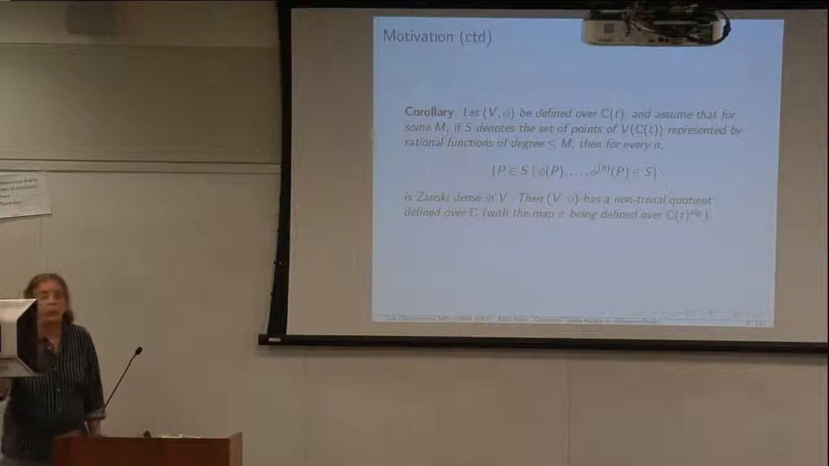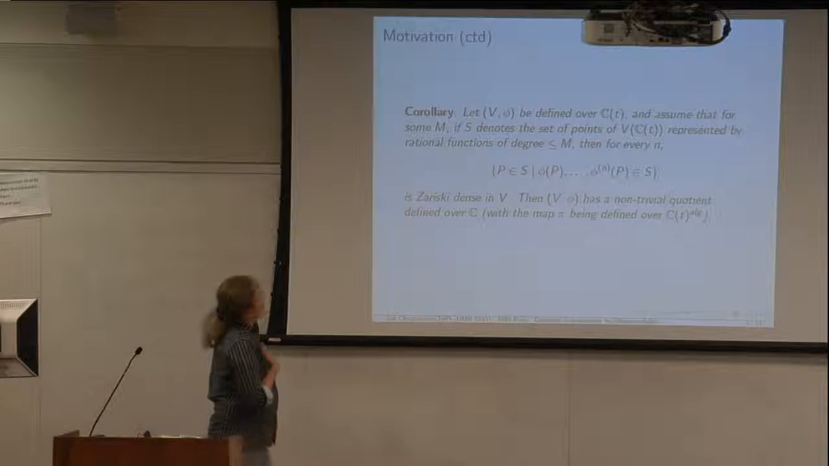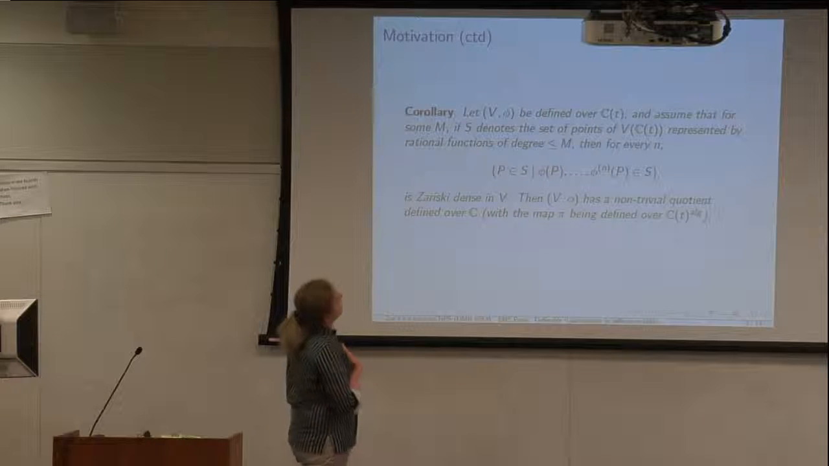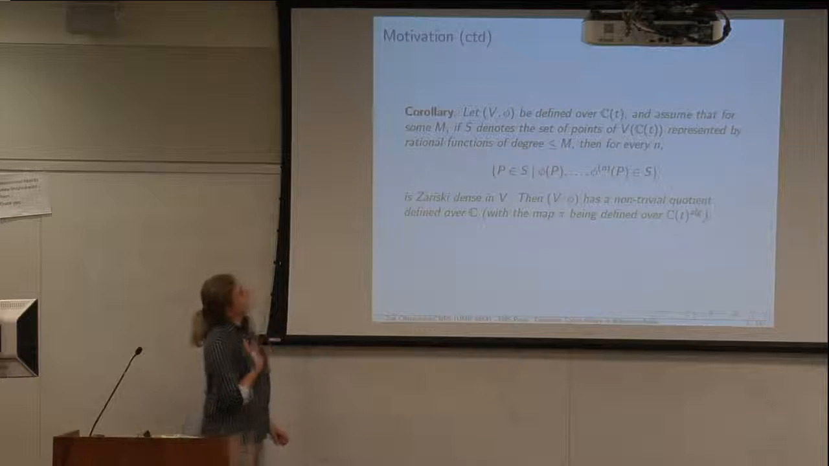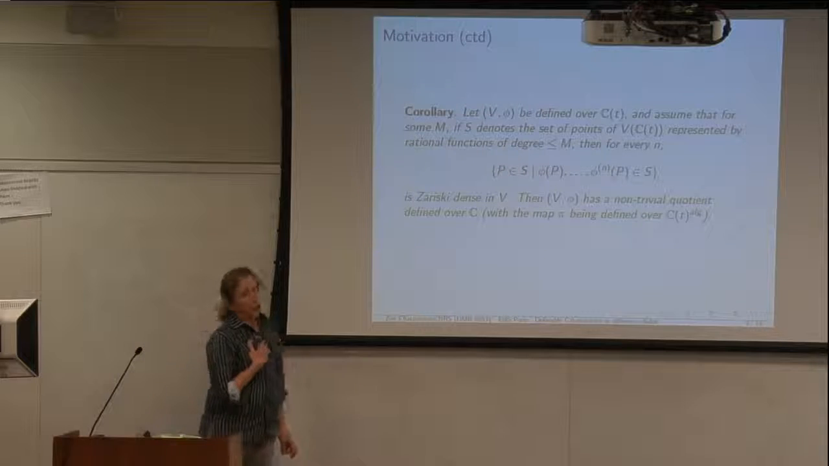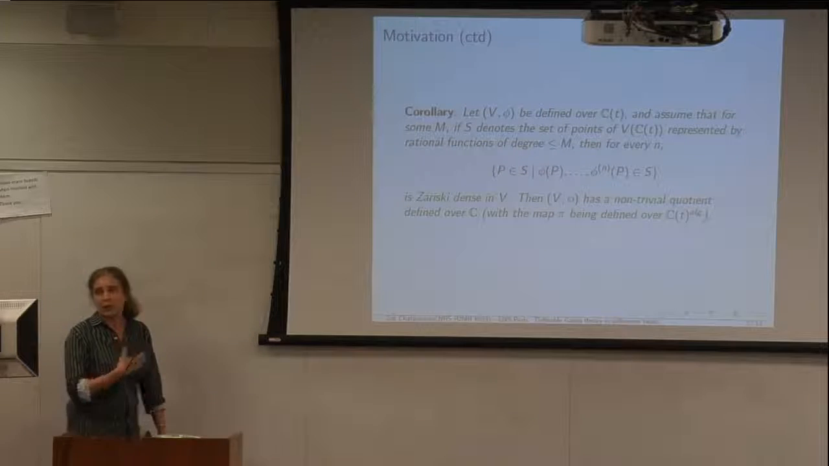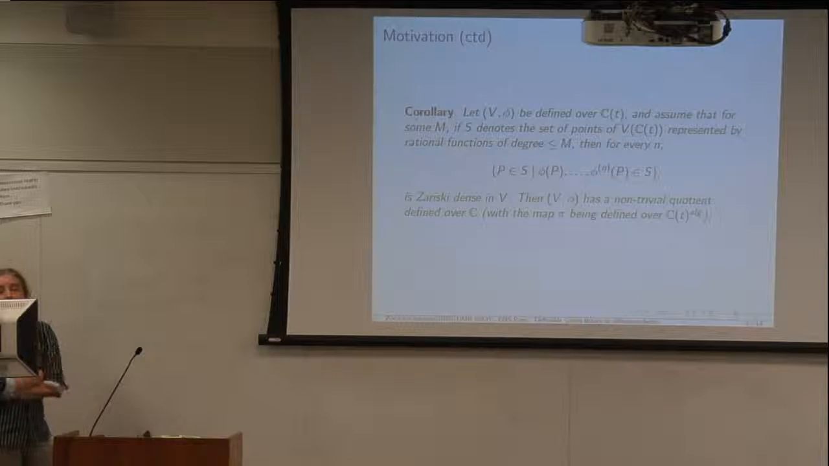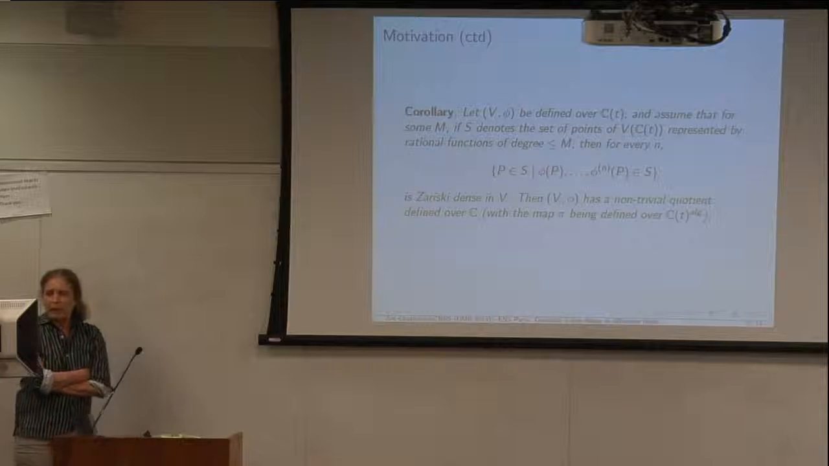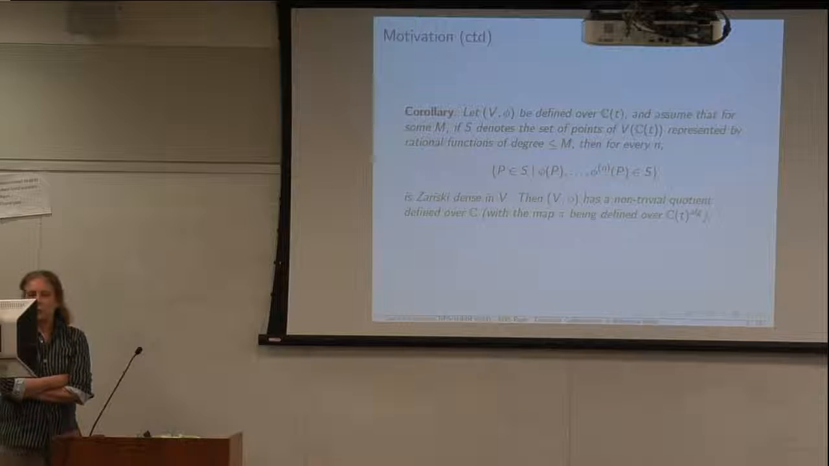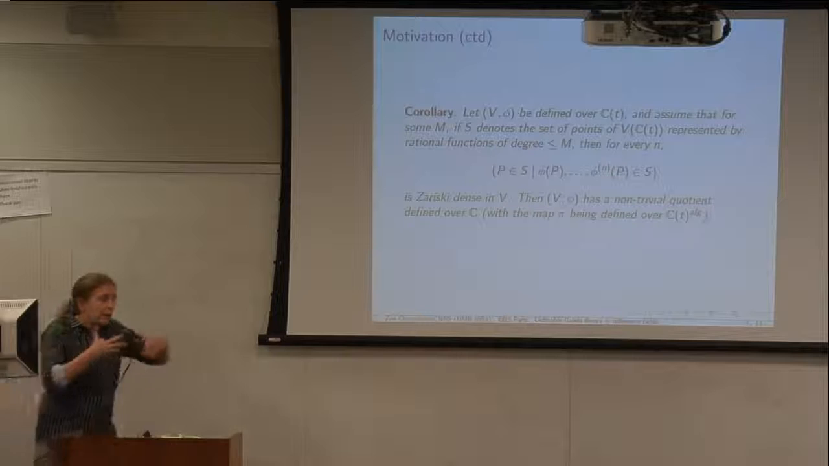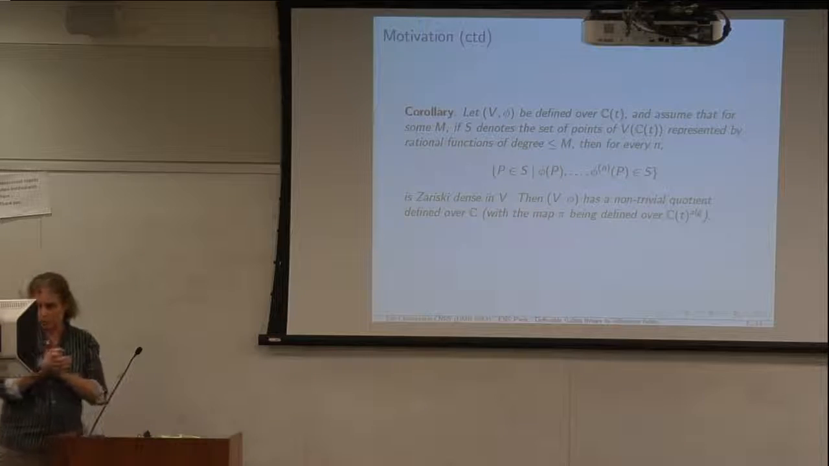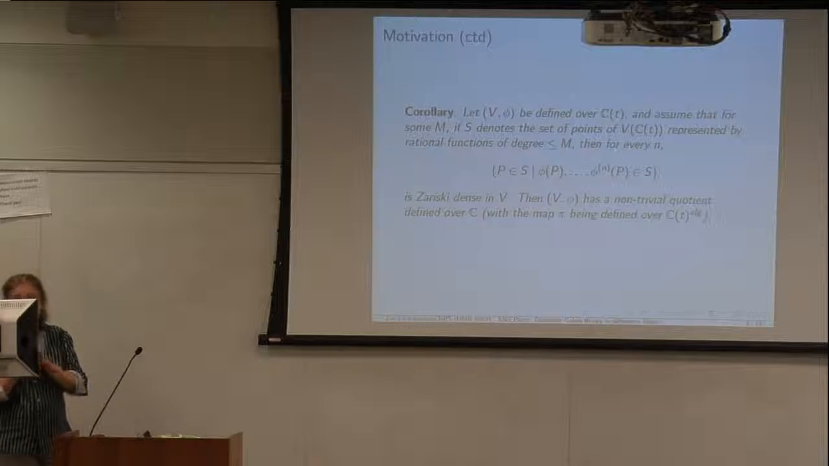So this is the type of corollary we get. Let V phi be defined over C of t. Assume that for some m, if S denotes the set of points of V of C of t represented by rational functions of degree less than or equal to m, then for every n, the set of P and of n iterates of P under phi is Zariski dense in V.